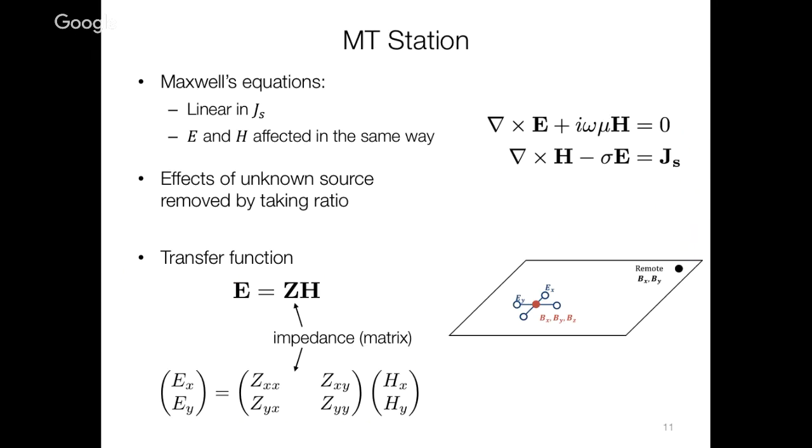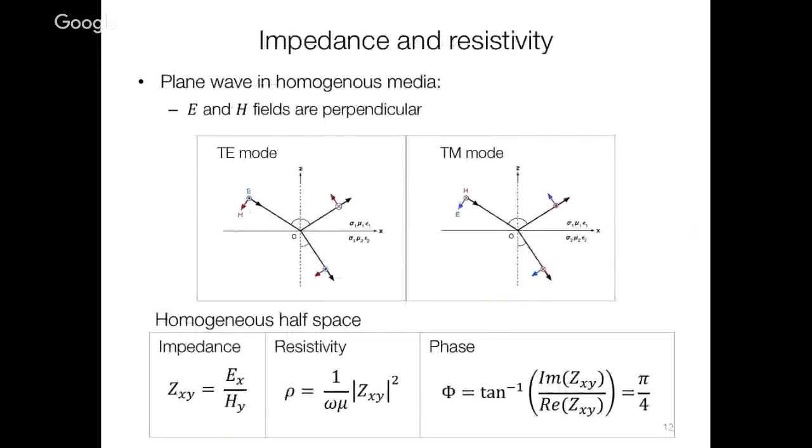A standard MT station is one in which you measure the horizontal electric field components and the 3 components of the magnetic field. And actually, often a remote reference to help in noise cancellation. I'll talk just briefly about that in a second.